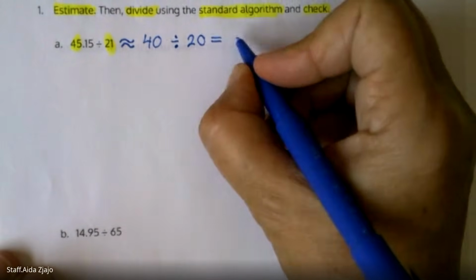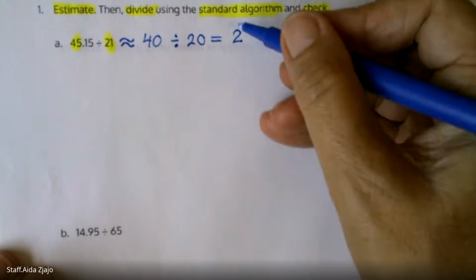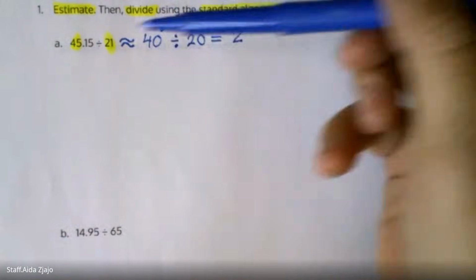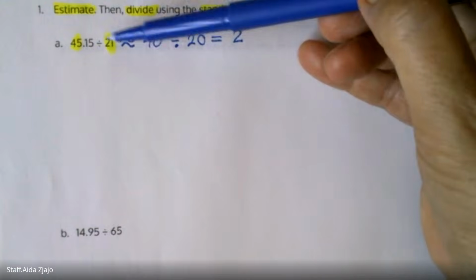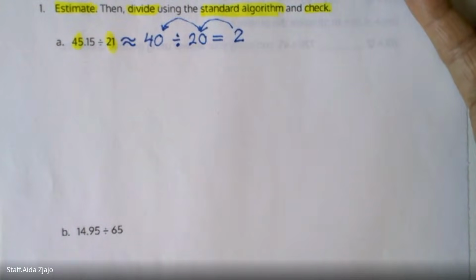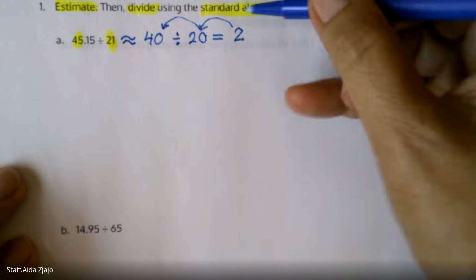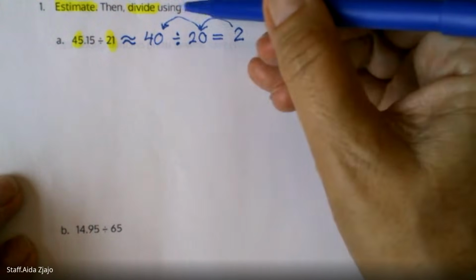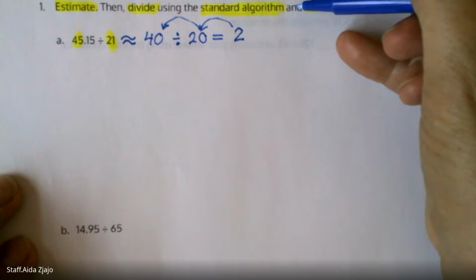So my answer has to be about 2, because 2 times 20 equals 40. How many 20s are in 45? About 2, correct? So that's one. So the answer has to be about 2. Next, divide using the standard algorithm.